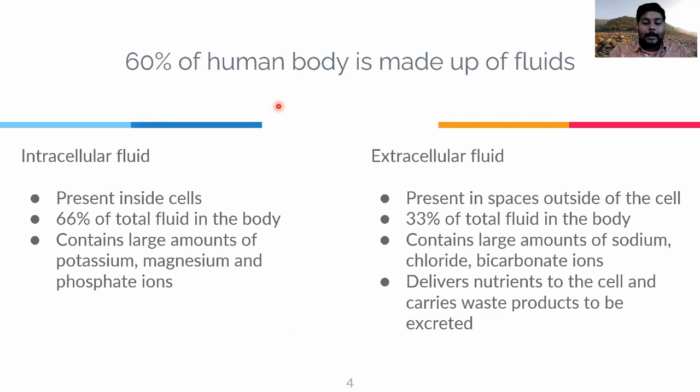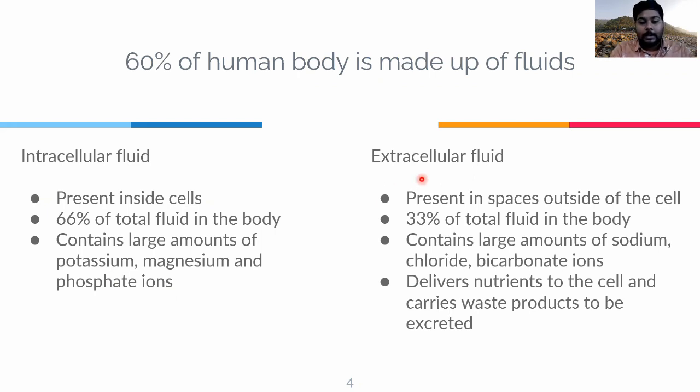The human body, other than cells, is made up of huge amounts of fluid. 60% of the human body is made up of fluids. This fluid can be divided into intracellular or extracellular fluid. In the case of intracellular fluid, as the name suggests, this fluid is present inside the cell. Intracellular fluid amounts to two-thirds of the total fluid present in the body, or 66% of the total fluid. The intracellular fluid has large amounts of potassium, magnesium, as well as phosphate ions.